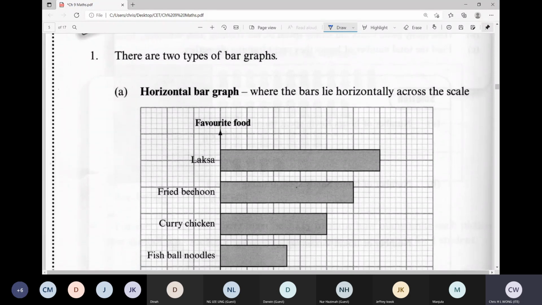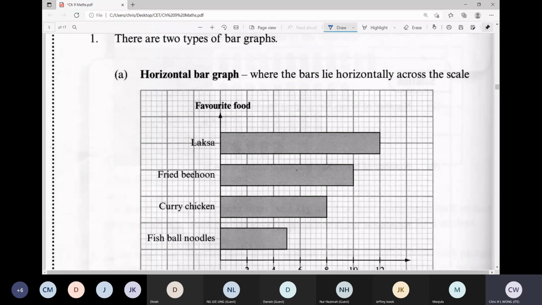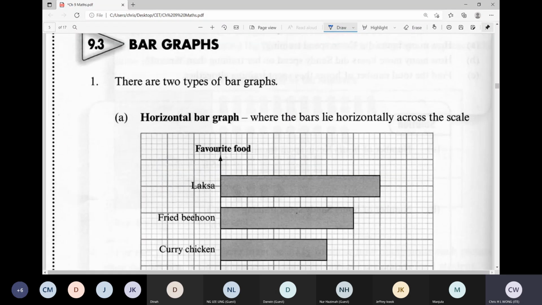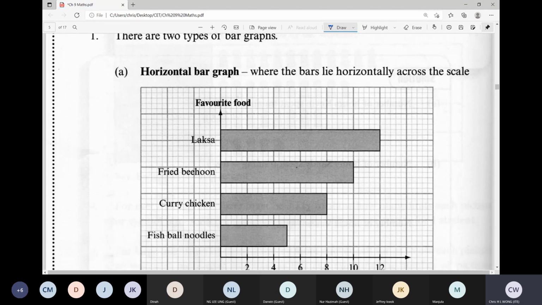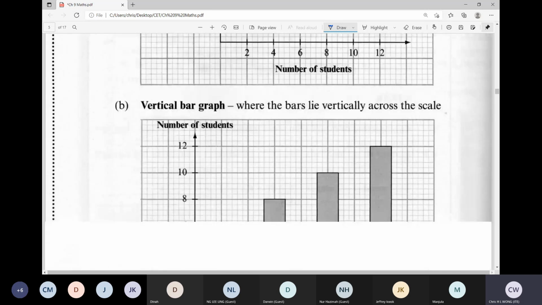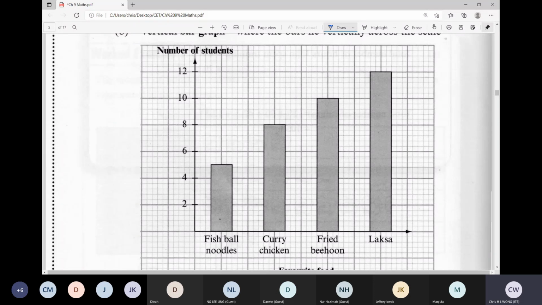So I can't really ask you which one you like. It depends on how you want to use it. Maybe we look at the kind of food measurement again. A horizontal bar chart is where the bars lie horizontally across the scale. You can see it is from left to right, whereas a vertical bar chart is from bottom to top or top to bottom, depending on how you see it.